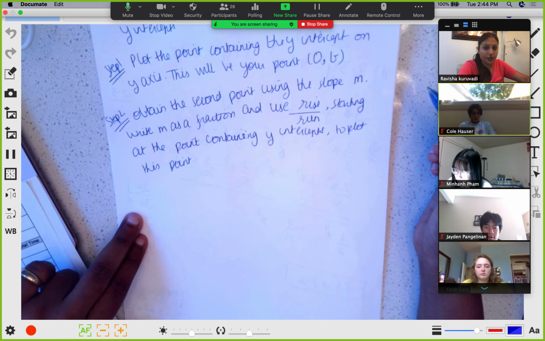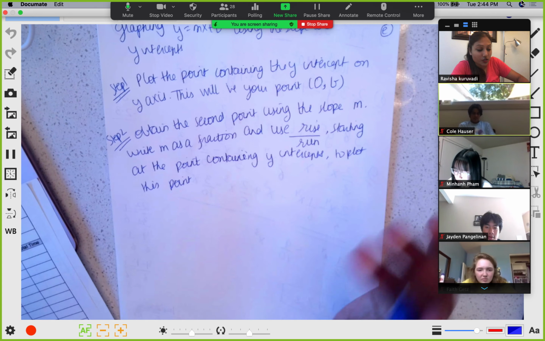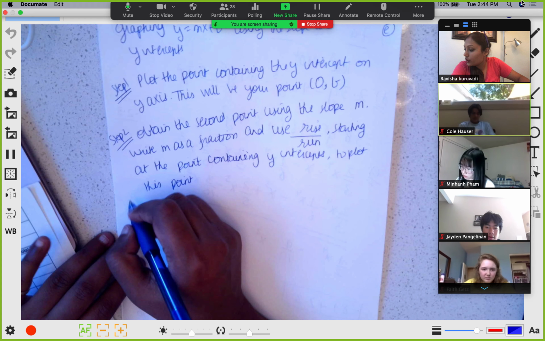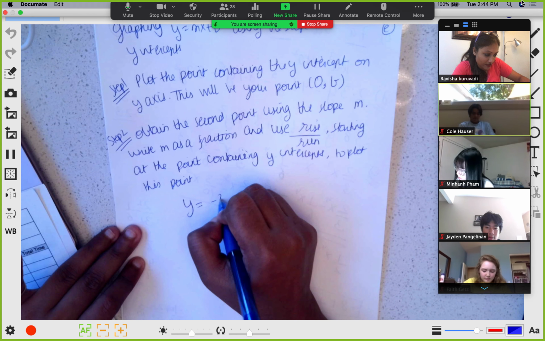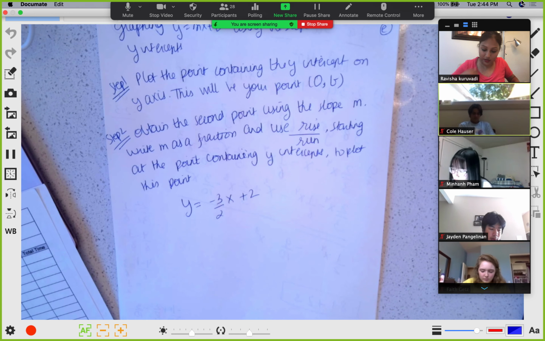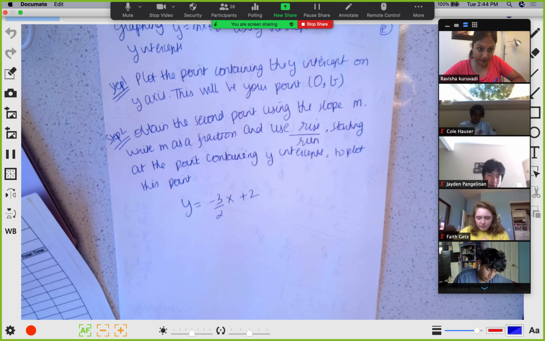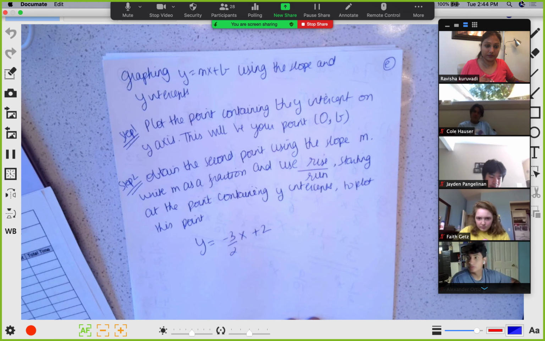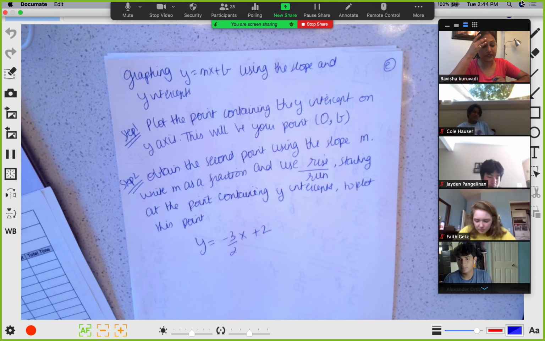So how do you do it? You are given y is equal to negative 3 over 2 x plus 2. When you're given it in this form, okay, Jamie, note it down. Perfect.